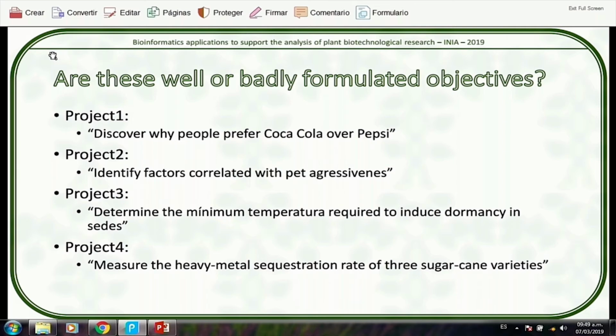Yeah, first, if you're saying pet aggressiveness, how do you measure pet aggressiveness? How do you know that some pets are more aggressive than others? We can feel it, but can we measure it? Because if we don't measure that, how can we correlate that aggressiveness, that different measure of aggressiveness, to any factor that we want to test?